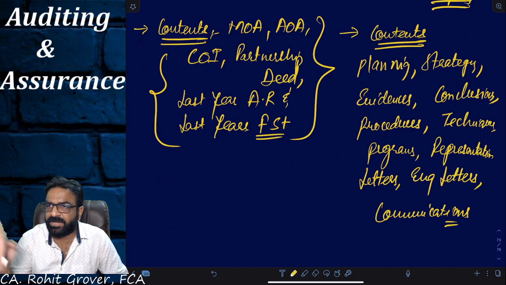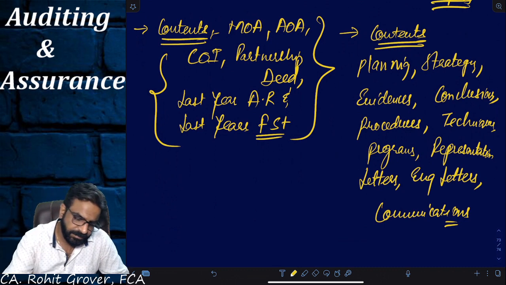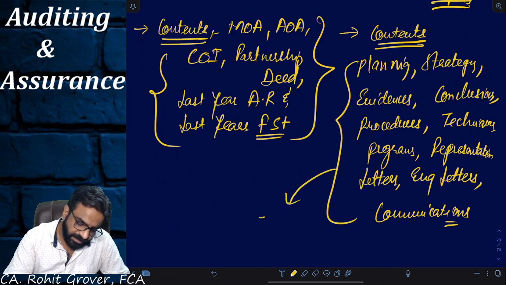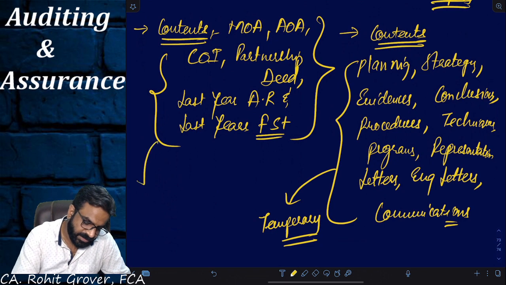Each and every word which I have written in front of you. Planning, is it going to remain the same next year or will it change? So that is why they are what in nature, everyone? Temporary.